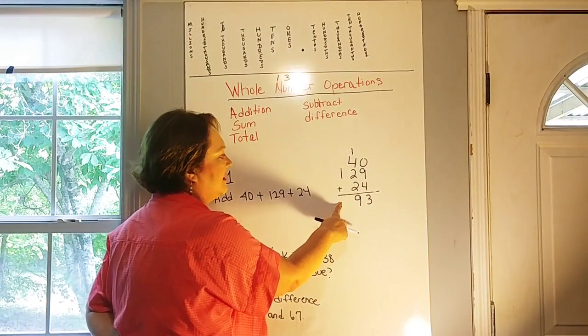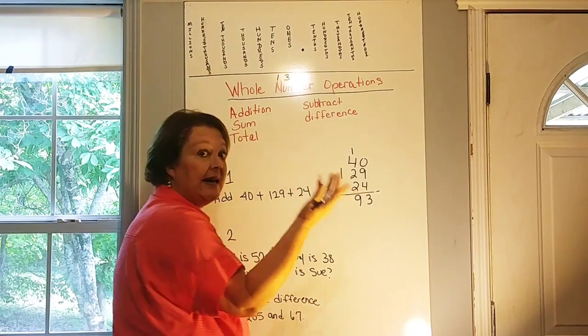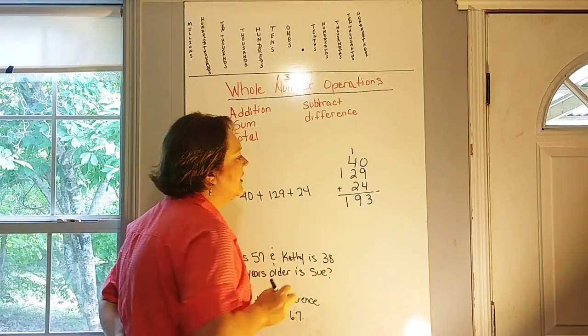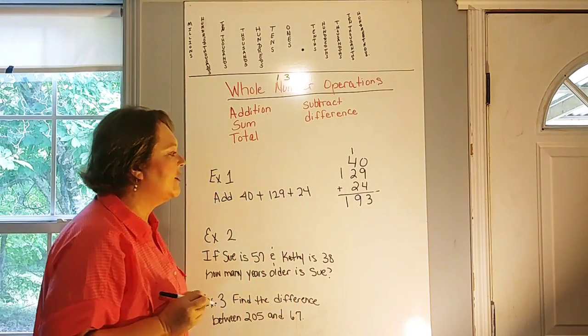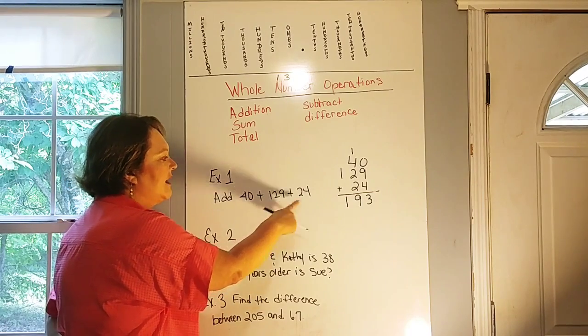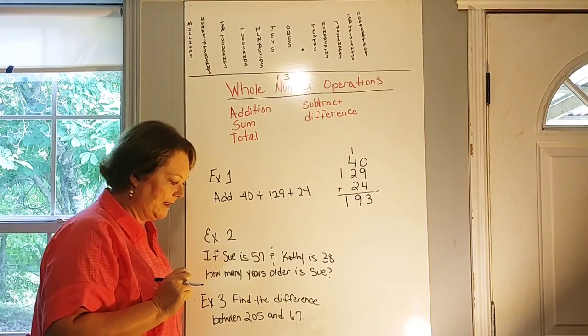Now let's just address the numbers in our hundreds column. We don't have but 1, and it is the number 1. So we just bring that down in our addition. So our total is 193. So 40 plus 129 plus 24 is 193.